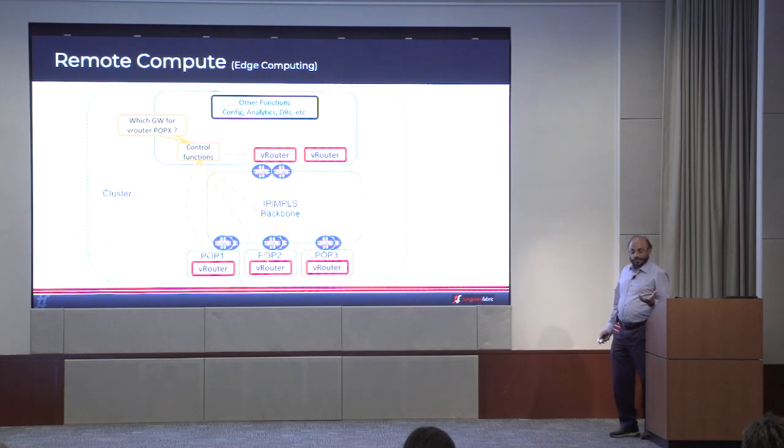Now the challenge comes: okay, fine, we have multiple POPs and multiple gateways. How do I say which gateway is what? How do I compute the prefixes? That becomes the challenge, and that's what we have to solve in order to achieve what I'm describing here.